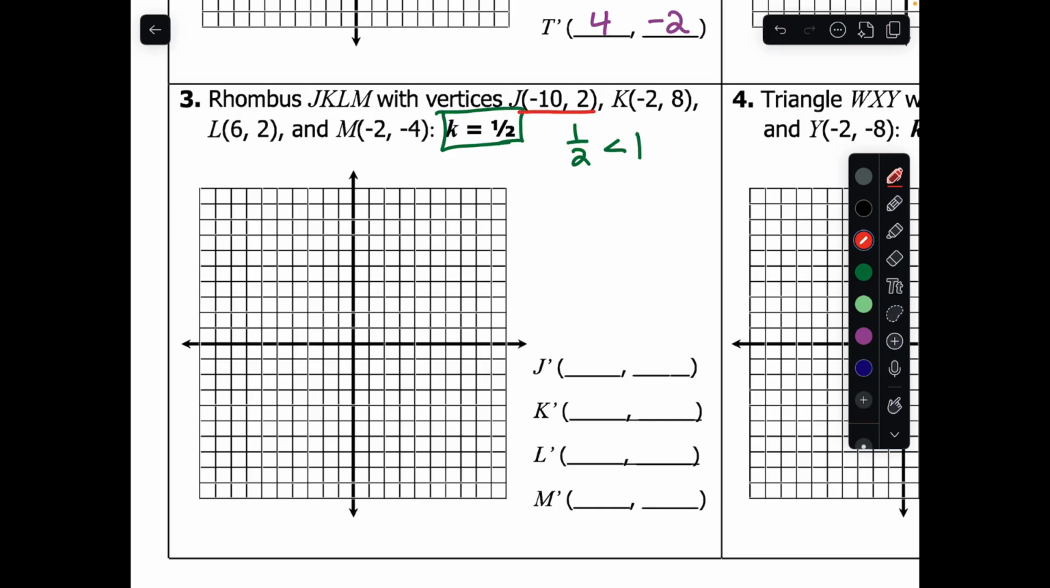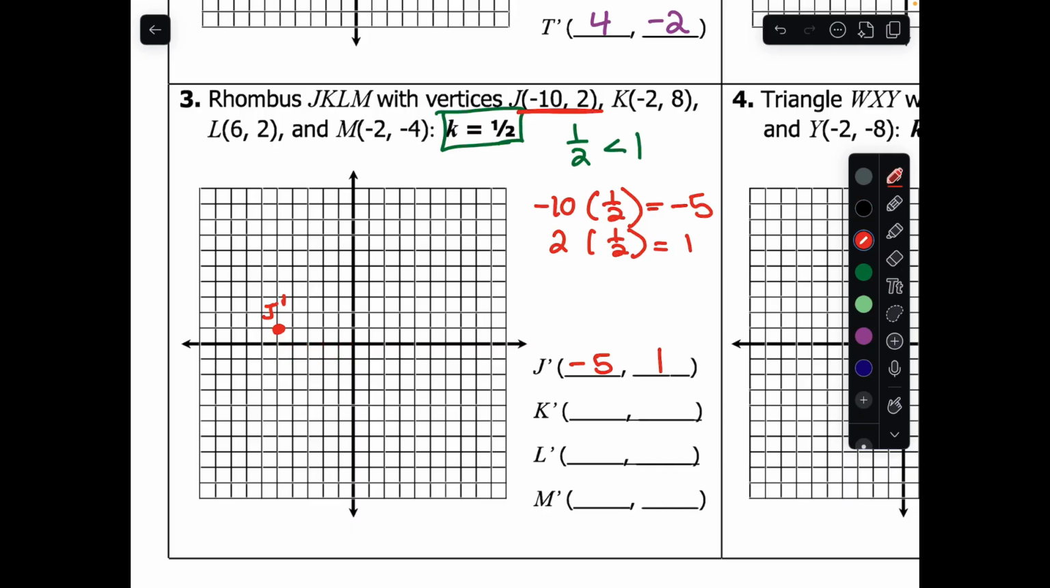So for J here, our J is -10 and 2. So we do our x coordinate times 1/2. -10 times 1/2 is the same as -10 divided by 2, which is going to be -5. So for J prime, our x coordinate is -5. And then our y coordinate was originally 2. We do 2 times 1/2. That gets us 1. So we have -5, 1 for J prime. So that's left 5, 1, 2, 3, 4, 5, and up 1. Here is J prime.